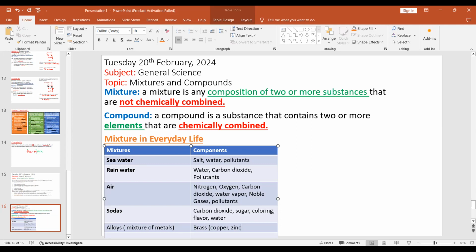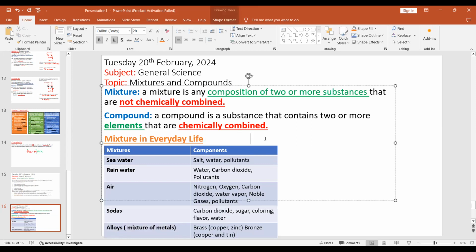And then bronze is a mixture of copper and tin. They're not chemically combined. So that's another type of mixture you should know. Okay, so now we got some of the mixtures out of the way. Let's look at the other side, which is the compounds. The compounds are elements that are chemically combined together.